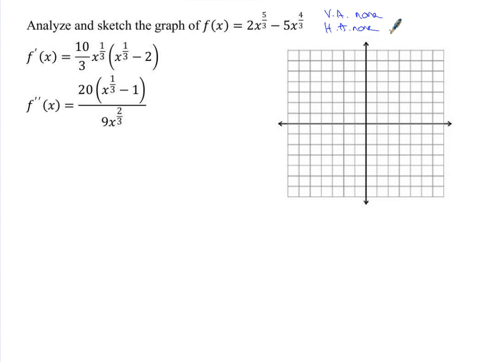What can we do next? Intercepts? Okay, that's a good idea. So if we set x equal to 0, we get 0. So we do have a y-intercept of (0, 0). I can mark that on my graph right now. Okay, x-intercepts. Obviously, we have one already.